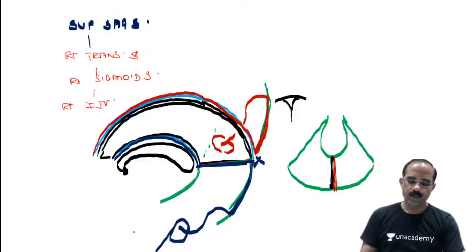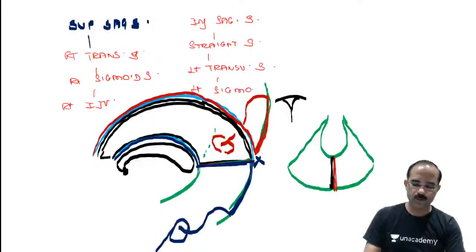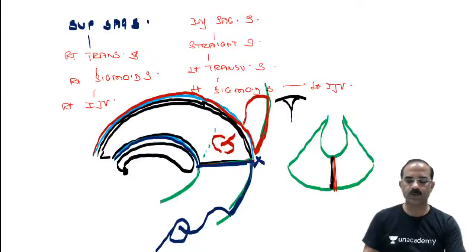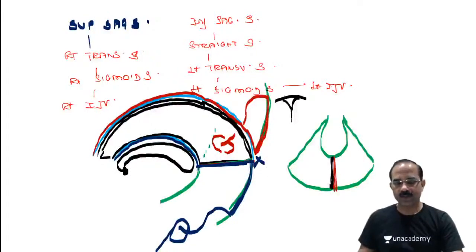The inferior sagittal sinus first becomes the straight sinus. Right, it first becomes the straight sinus, then it becomes the left transverse sinus, then the left sigmoid sinus, and then it becomes the left internal jugular vein. Okay, fine, that's about the sinuses.